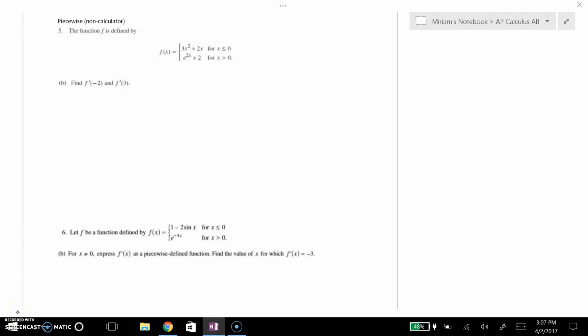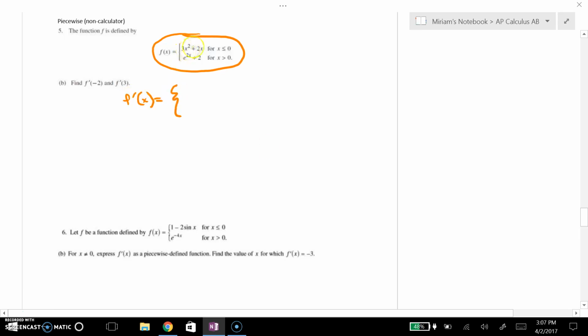Sometimes you're going to be given piecewise functions. They look like this. And they're going to ask you to solve for some derivatives. Do not fret, it's easy, okay? You just take the derivative of each piece. So you have the first piece here and the second piece. So you're going to have two separate derivatives.